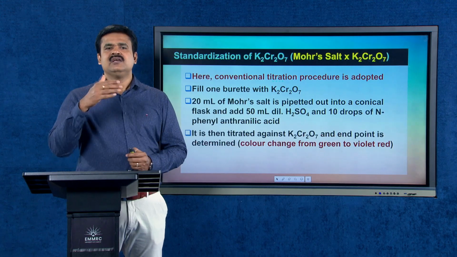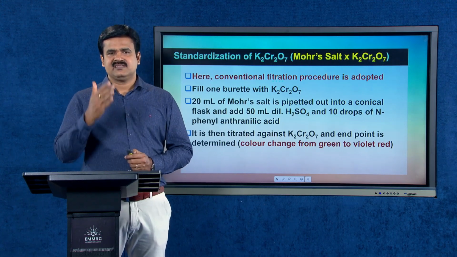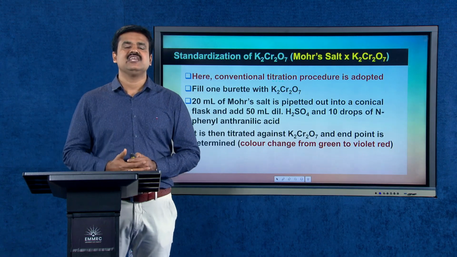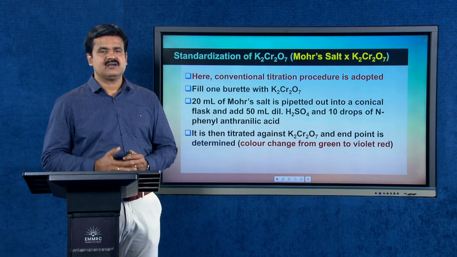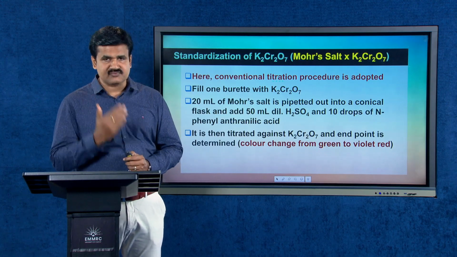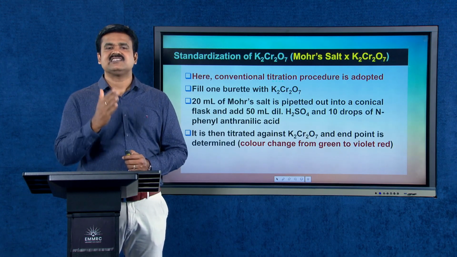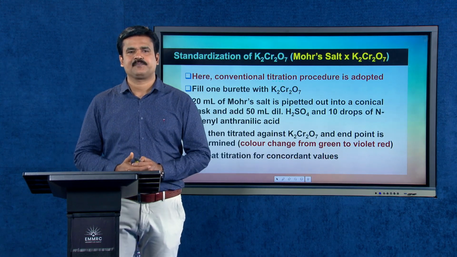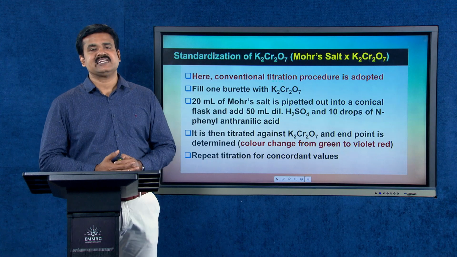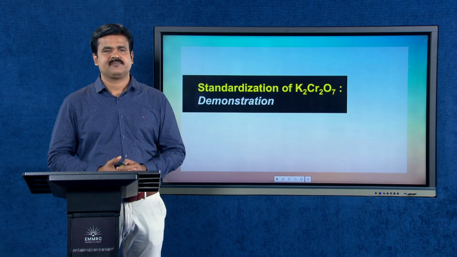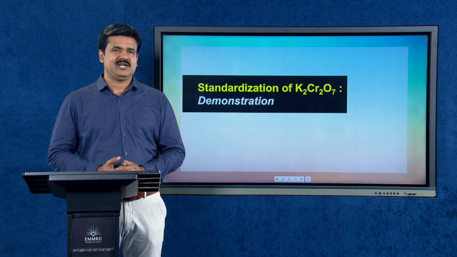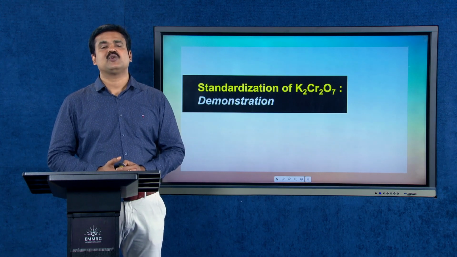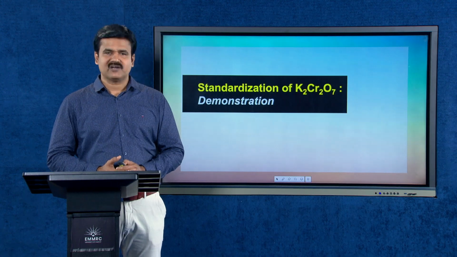Now titrate this solution against potassium dichromate taken in the burette, and the end point is determined. Remember, the end point is the color change from green to violet red, that is the color change of the internal indicator N-phenylanthranilic acid. Now you have to repeat the titration for concordant values. We are now demonstrating the experimental part of the standardization of potassium dichromate. Over to the experiment.